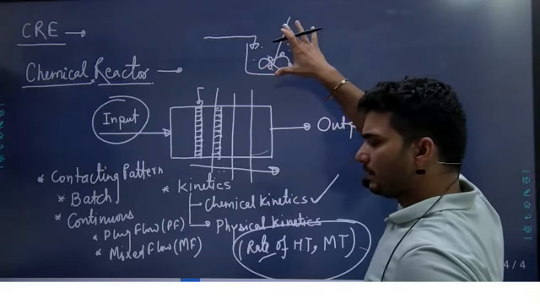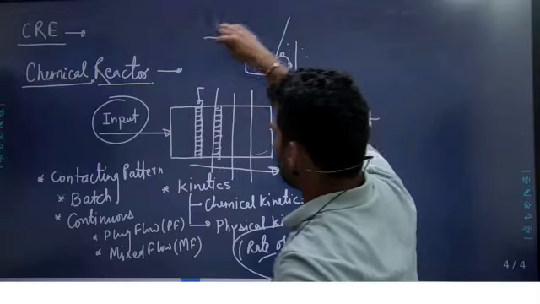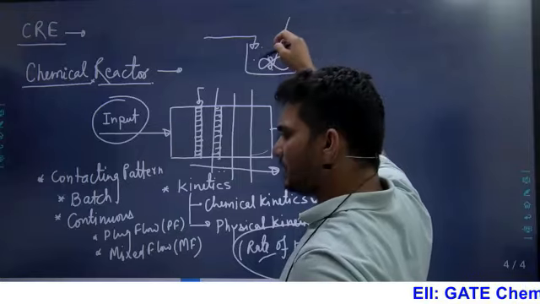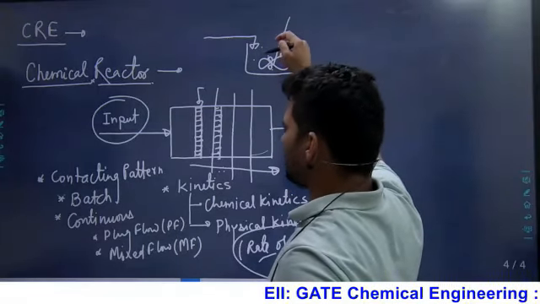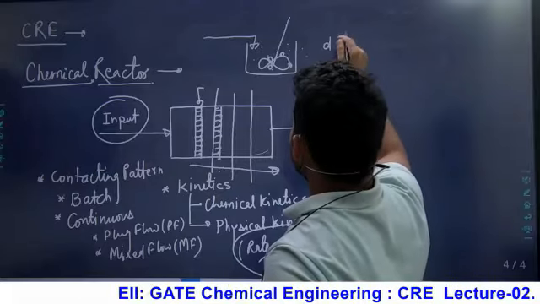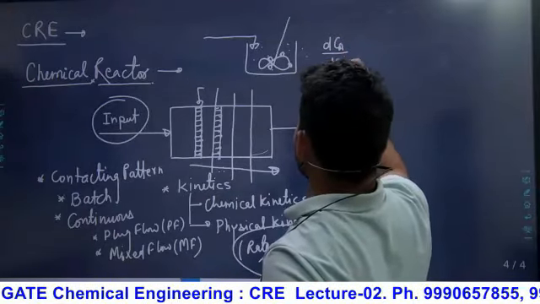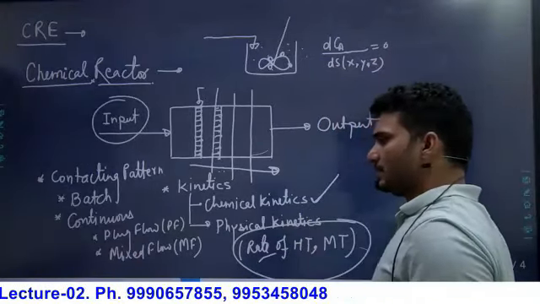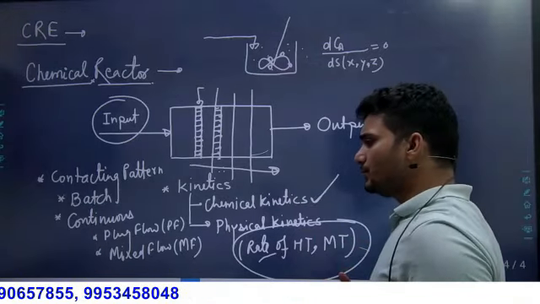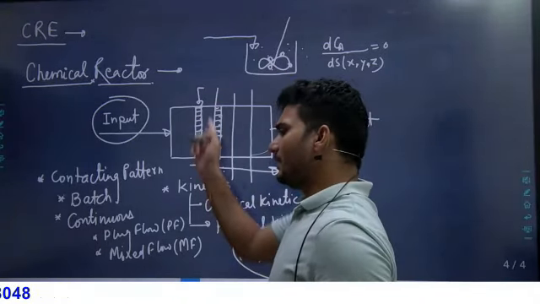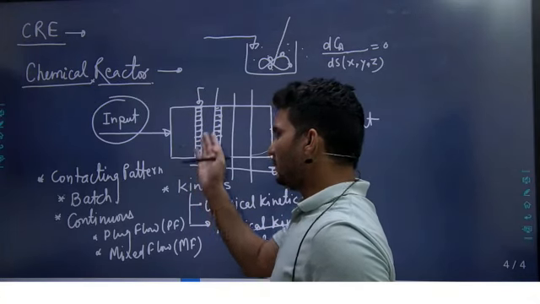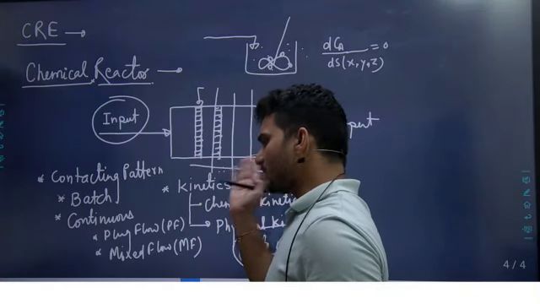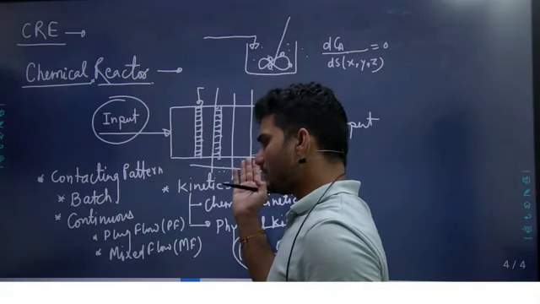Mixed flow, in this case what will happen? As the reactant enters, at the same time there will be uniform mixing. So there will be no concentration gradient. Means dCA with respect to ds, either in x direction, y direction or z direction, will equal 0. There will be no concentration gradient due to uniform mixing. In plug flow, in the radial direction there will be no concentration gradient, but in the axial direction there will be a concentration gradient. Are you getting it?